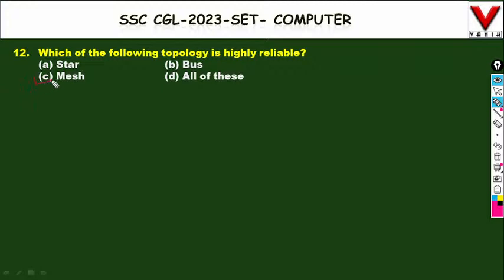Mesh topology is the right answer. Which of the following topologies is more reliable? That is the mesh topology. Mesh topology is the more reliable topology.